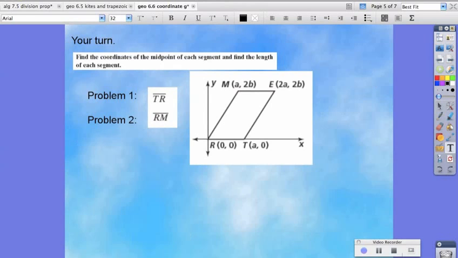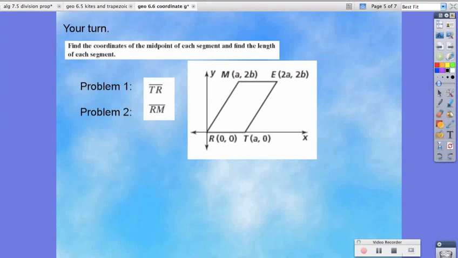Now it's your turn. Try problems 1 and 2. And I want you to post these problems to Edmodo. First I'll start, everyone else will just reply.